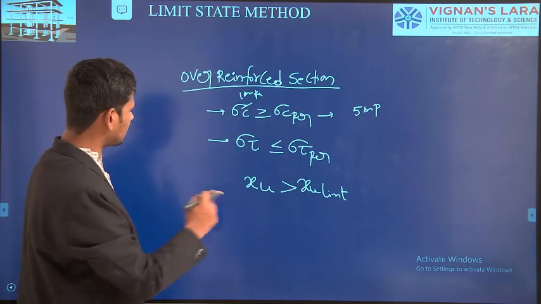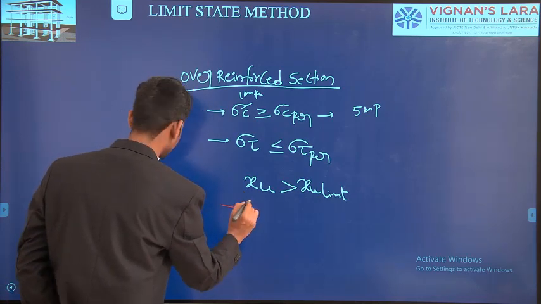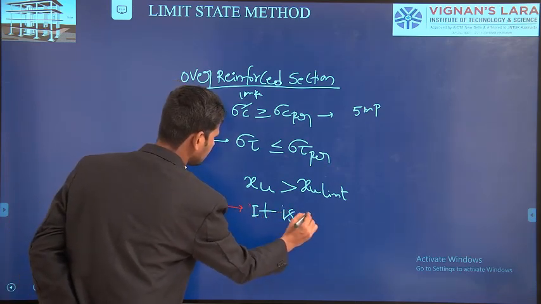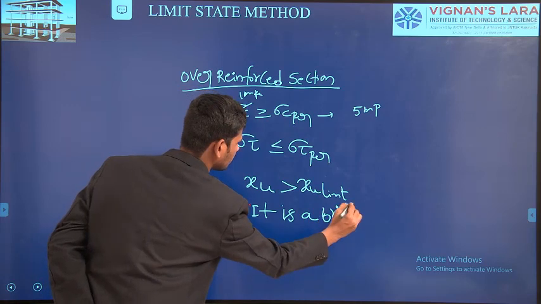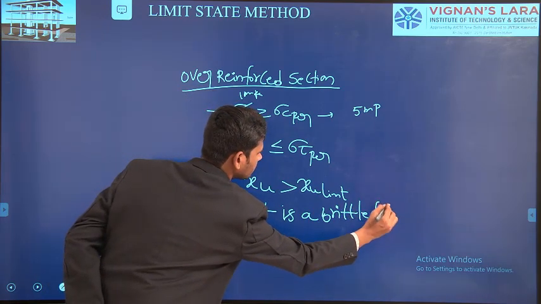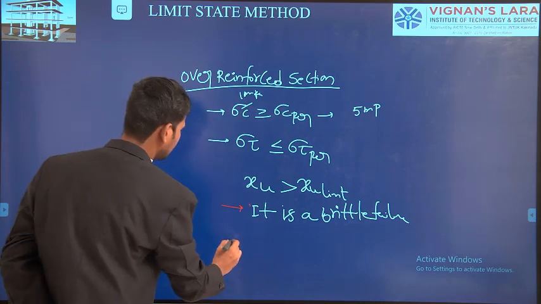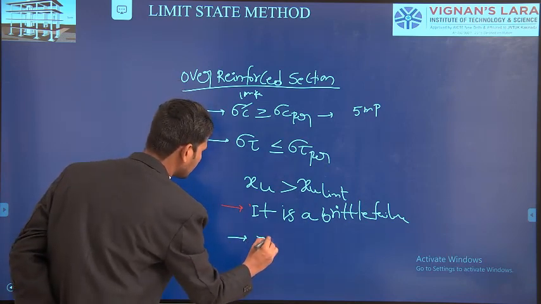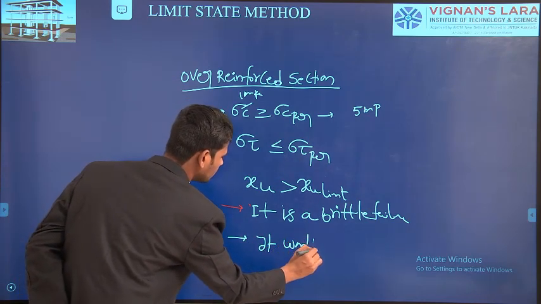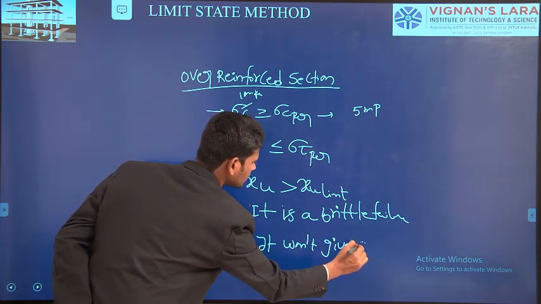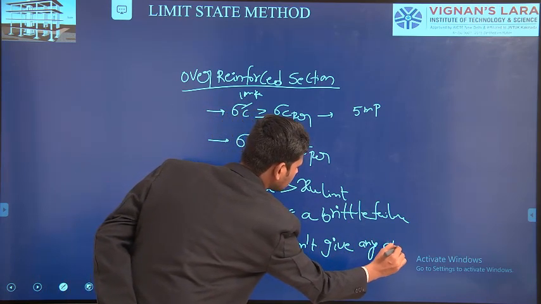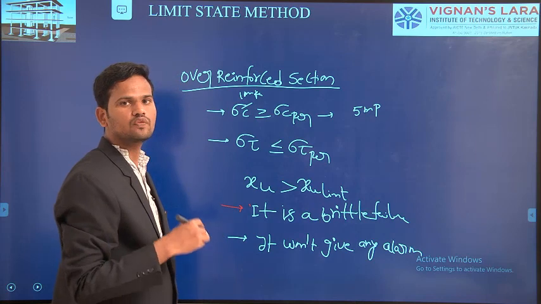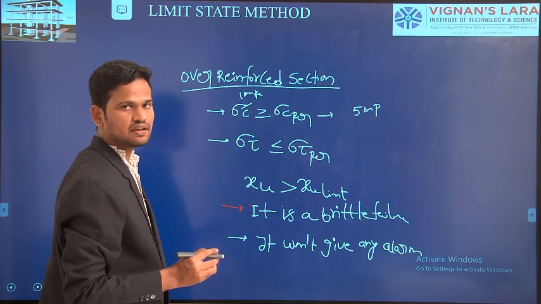Here also we take it as a brittle failure. Due to this brittle failure, the concrete section won't give any alarm. That's why we do not provide over reinforced sections for different types of members.